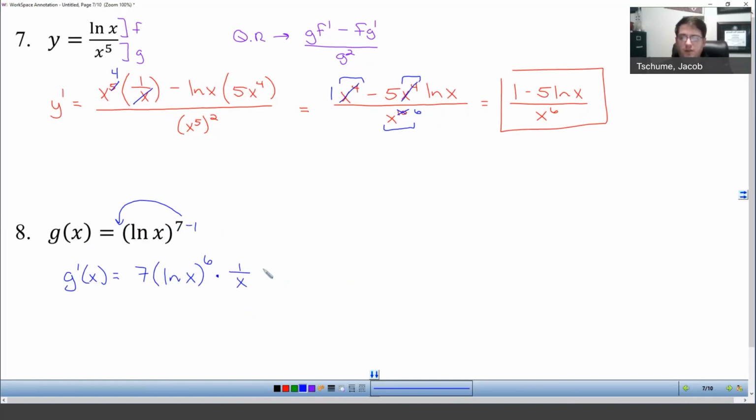At this point, the only thing you can do is multiply these together, and you would end up with the 7, and the natural log of x to the 6 would be on top, divided by the x. Now be careful, do not cancel these x's off. It looks very tempting, but since that x is inside this natural log right here, it's not eligible to be canceled off. So this is the final answer you should give.